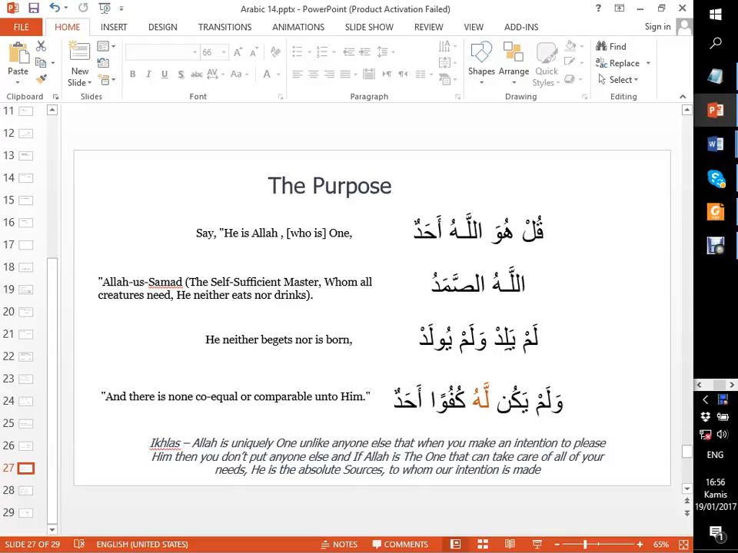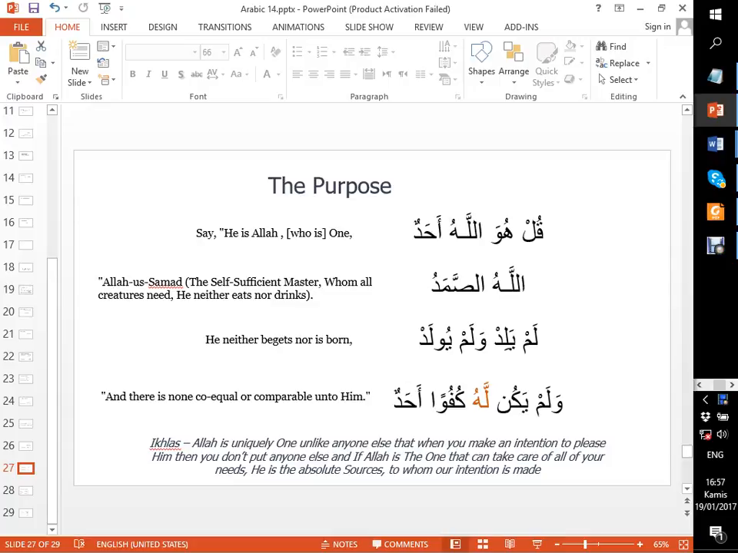So why is the surah called Ikhlas? Because one way to make sincerity is when you feel that Allah is uniquely one, unlike anyone else, that when you make an intention to please Him, then you don't put anyone else in between. And if Allah is the one that can take care of all of your needs, He is the absolute source to whom our intention is made. So that's why it's sincerity, it's ikhlas. When that pure intention and that pure effort is made, it is ikhlas. That is the purpose of the mission of the Prophet.